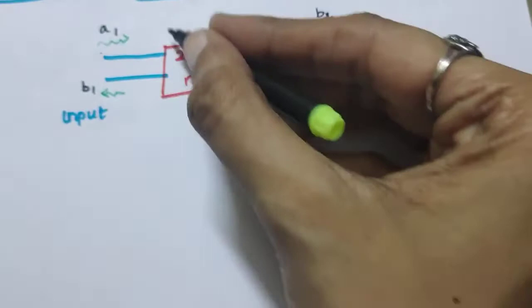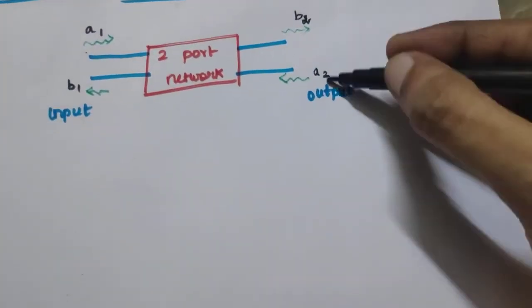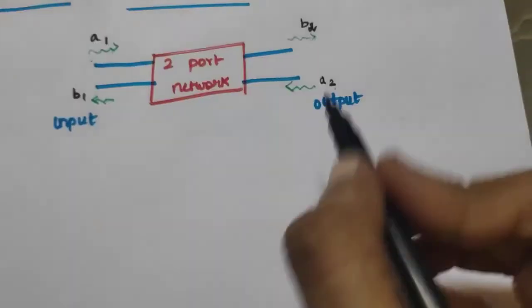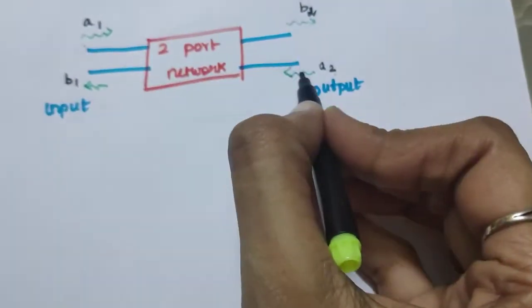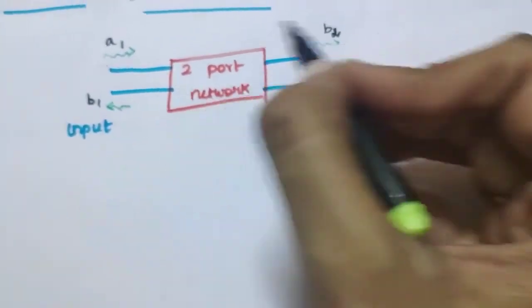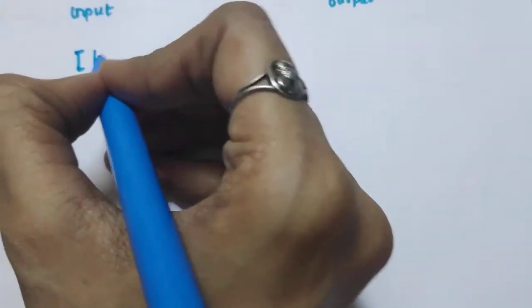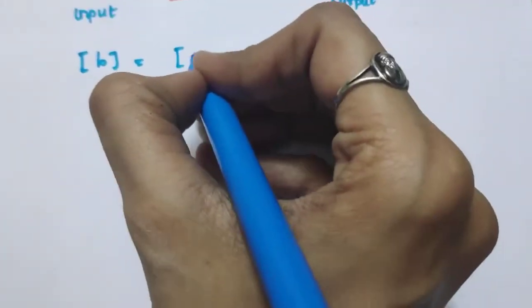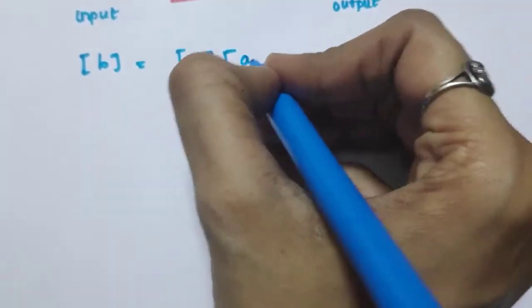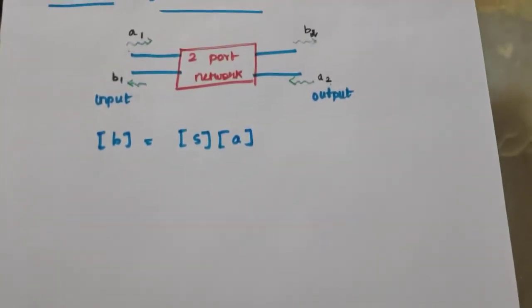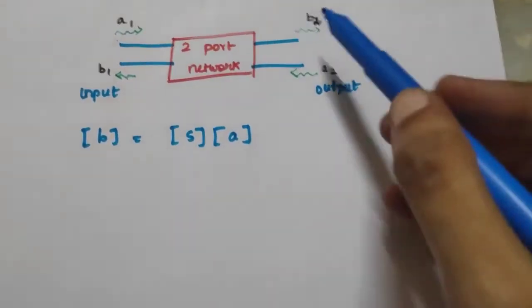So in port 1 we name them A1 and B1. In port 2 we name them A2 and B2. The incident waves are named A1 and A2. The reflected waves are named B1 and B2. And we saw that an S matrix is represented in general as B is equal to S into A.